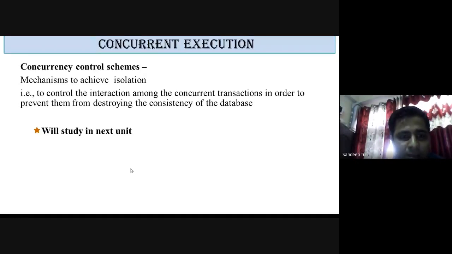Now there are concurrency control schemes, which are the mechanism to achieve isolation, which I have initially told you about. These are the schemes to control the interaction among the concurrent transactions in order to prevent them from destroying the consistency in the databases. You will study concurrency control schemes in detail in the next units. There are many, like locking protocols and more. In this unit, at the last, I am also going to cover some disadvantages of concurrency control. It will be covered at the end.